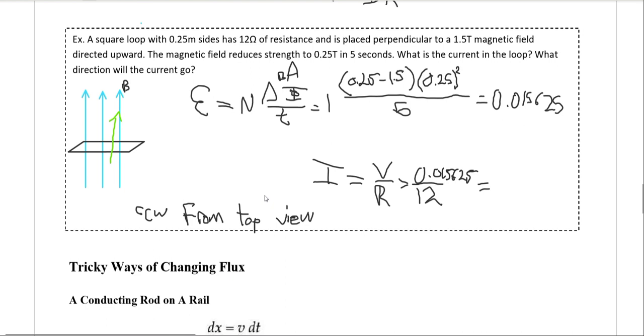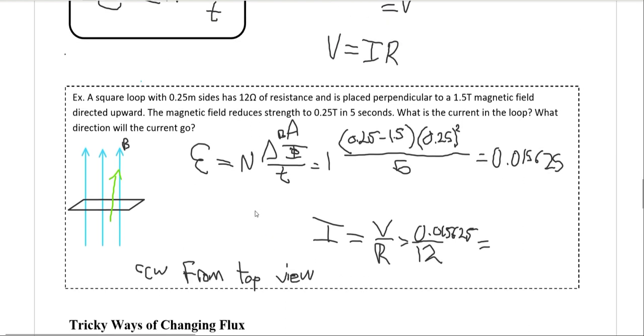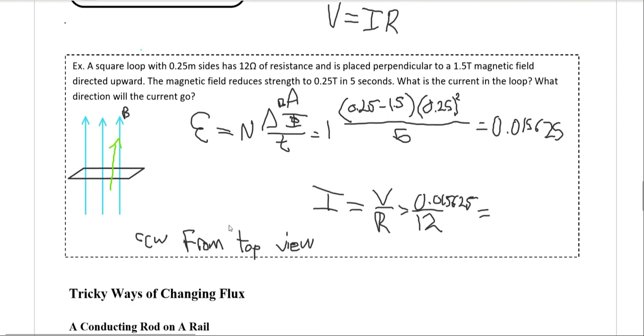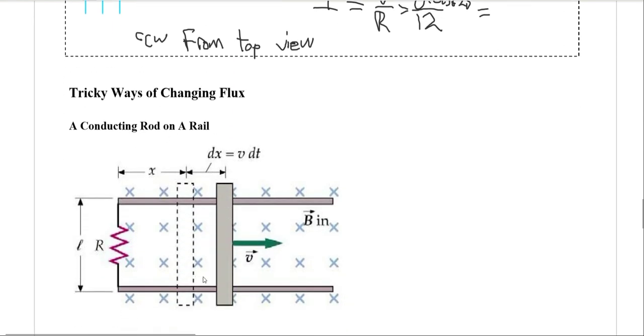Now, there are some tricky ways for us to change the flux. This one is very straightforward. We change the strength of the magnetic field. The magnetic field got weaker. But we can change the flux by moving things. So remember, we're always looking for a loop.